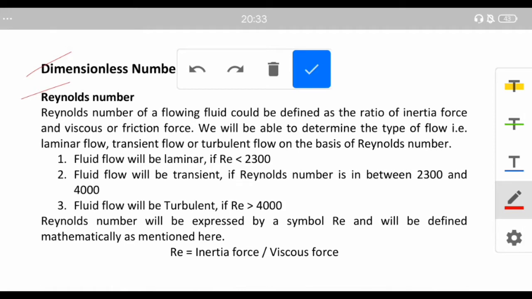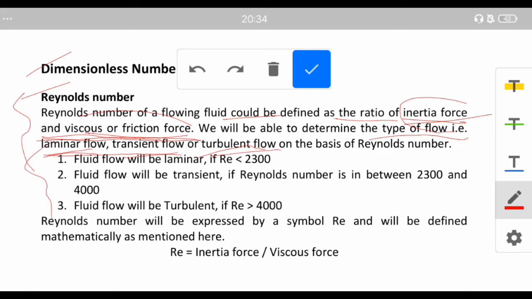So what is a Reynolds number? The Reynolds number of a flowing fluid can be defined as the ratio of the inertia force and the viscous or friction force. Wherever there is such a ratio, we will be able to determine the type of flow, that is laminar, transient or turbulent flow. If you remember, we derived the Reynolds number by considering the inertia force and the viscous force, and it helps us determine whether a flow is laminar, transient or turbulent.